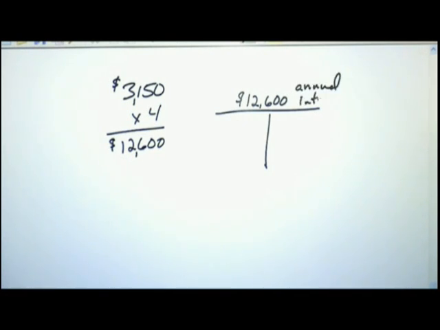Annual interest is the key. Interest rate is 10.5%, which can also be written as 0.105. If I divide 12,600 by 0.105, I come up with $120,000, which is my principal or loan amount.